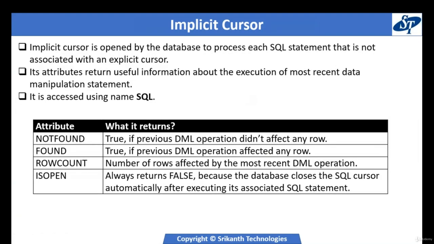So explicit cursor is all about retrieving multiple rows and storing them in memory and accessing those rows one by one. But implicit cursor is all about information. It provides information about what happened with the most recent SQL command, especially commands like update and delete, because it can tell you how many rows were affected by those commands, whether any row was affected or not.